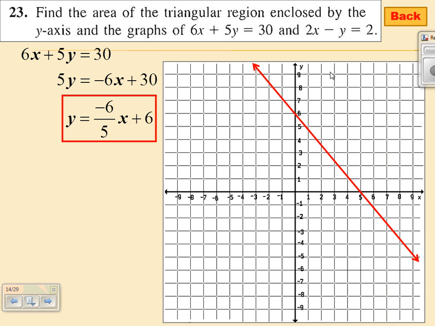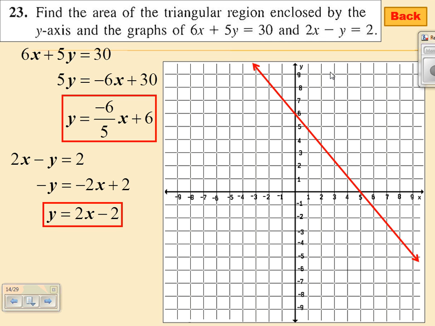I then want to graph 2x minus y equals 2. In order for me to do that, I have to get y by itself. So I subtract 2x from both sides. I then divide both sides by negative 1. So the equation is y equals 2x minus 2, where the y-intercept is at negative 2 and the slope is 2. And that line looks like this.